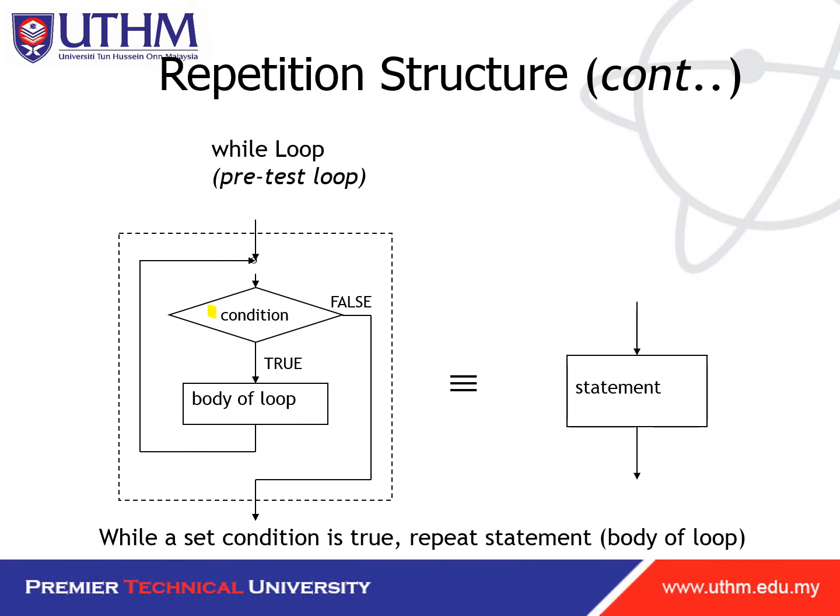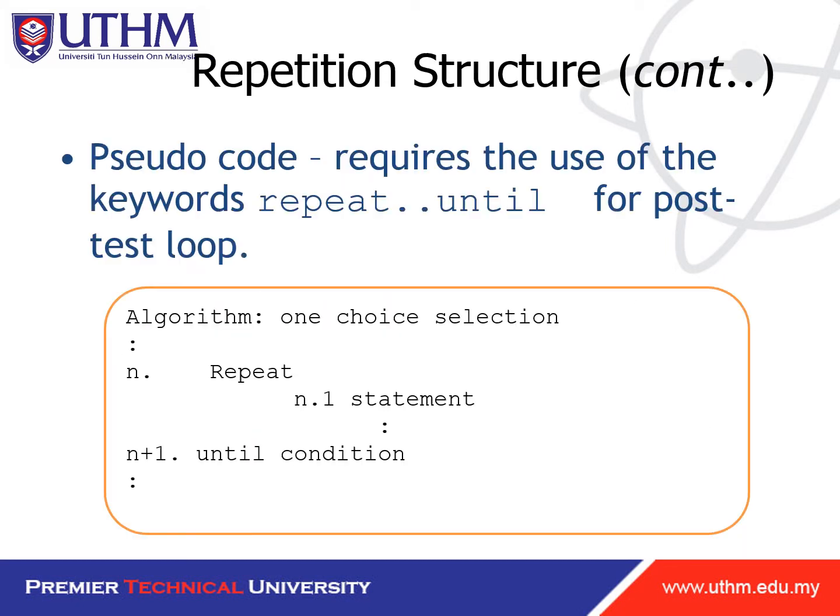So this is the repetition structure for the flowchart. So if you fulfill these conditions, it will go to the body of the loop. So pseudocode requires the use of the keywords repeat until for the post-test loop. Let's say you have one thing you want to repeat, and then you need to go to that statement until the condition ends.